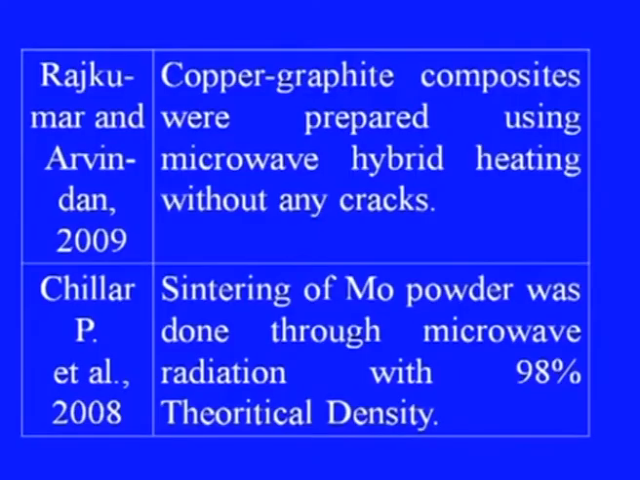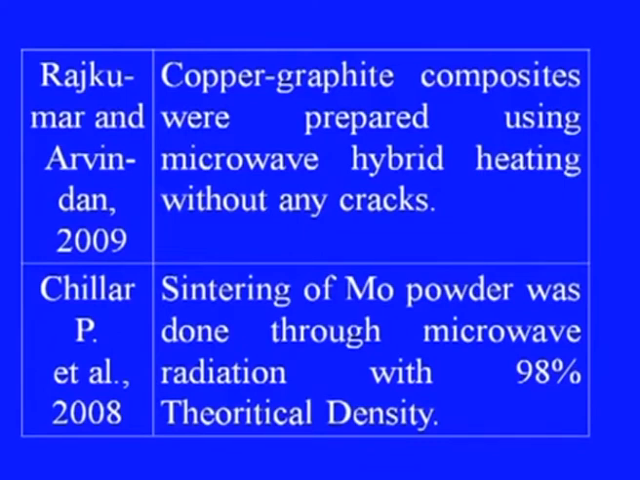Then again Padmavati and his group reported in the year 2008 sintering of aluminum, magnesium and solar alloys. The tensile testing of these sintered products showed better properties in the microwave sintered conditions than the conventionally sintered ones.